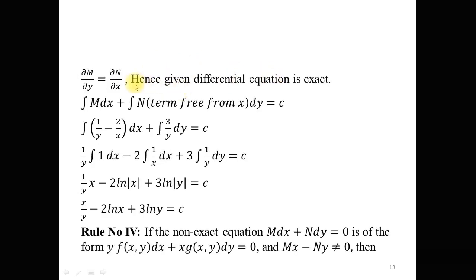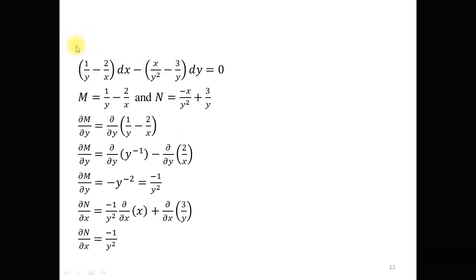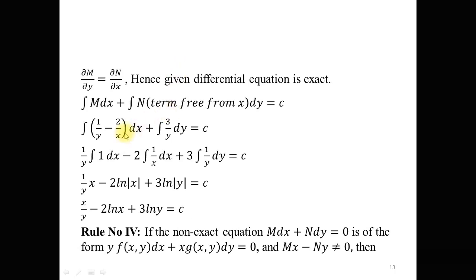Now easily we can solve this differential equation by taking the integration of this m function and the integration of the n function, but only those terms of n not containing x. Actually this one term is not containing x, so in the n function we only integrate this one term. So the integration of the m function, 1 over y minus 2 by x, with respect to x, and the integration of those terms of n which are free from x, 3 by y, free from x, with respect to y, is equal to c.